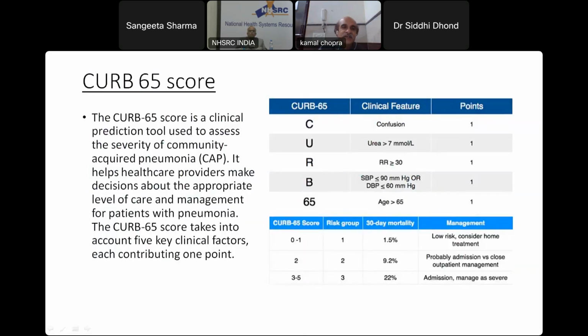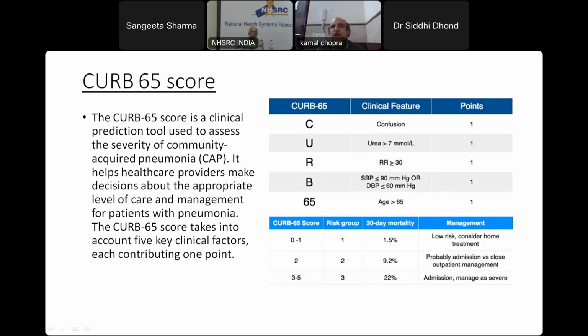CURB-65 is a clinical prediction tool to assess the severity of disease, mainly in community acquired pneumonia. With the help of a healthcare worker, we can assess. There are 5 indicators. C stands for confusion. 1 point is given. Confusion means the patient is confused, usually in older adults. U stands for blood urea more than 7 millimoles per liter. R, if respiratory rate is more than 30, breathlessness. B, if blood pressure, systolic is less than 90 or diastolic less than 60, again 1 point is given. 65, if age is above 65, 1 point again. So there are 5 points.